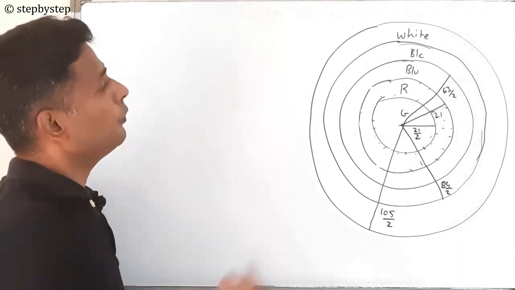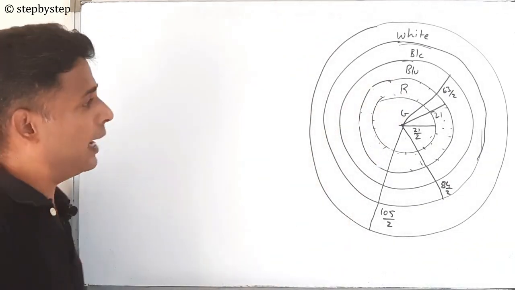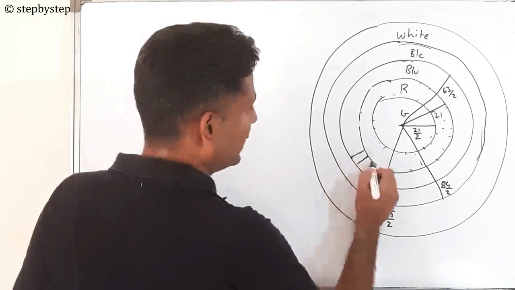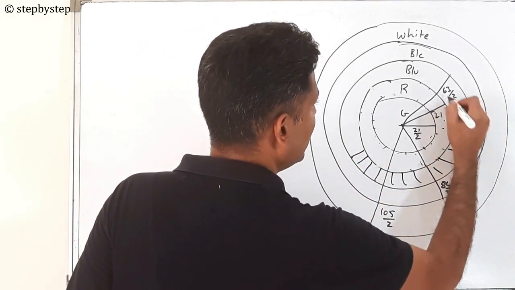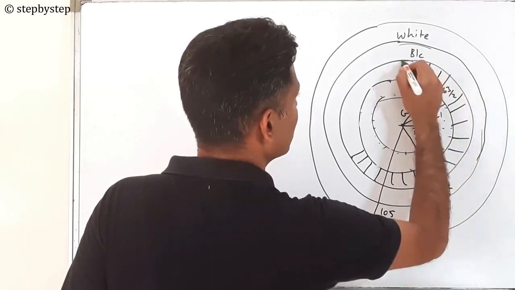Alright guys, now we have to find the area of the blue band. What is the area of the blue band? Only this part, right? Only this part.